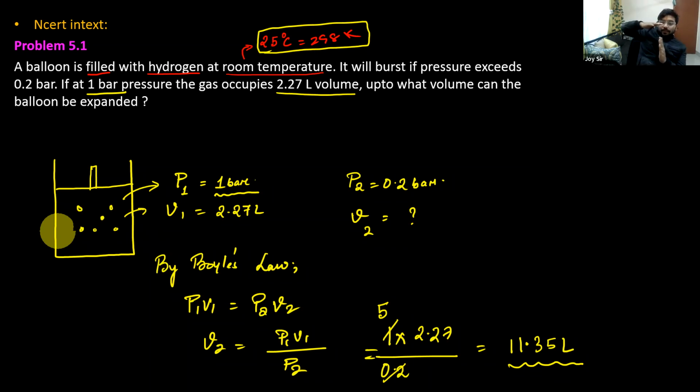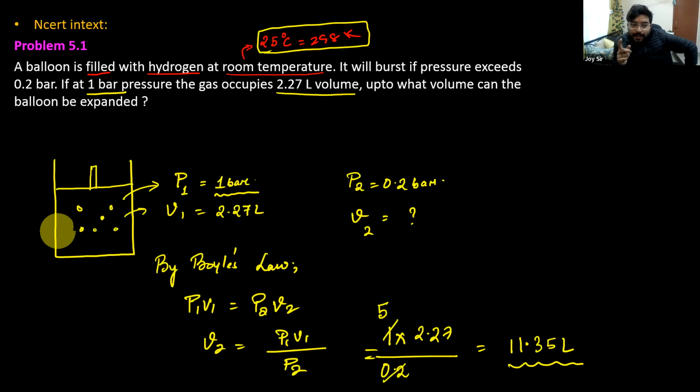Now how much is the volume? 2.27 liter. Now if the pressure inside decreases, the volume will increase. How much will it become? It became 11.35 liter. Earlier it was 2.27 liter at 1 bar pressure of the gas. Now the pressure decreased to 0.2 bar, which means the volume increased according to Boyle's law. So the volume is 11.35 liter. The volume has increased up to 11.35 liters. What does that mean? It means that this is the volume a gas occupies when the pressure is 0.2 bar at room temperature.